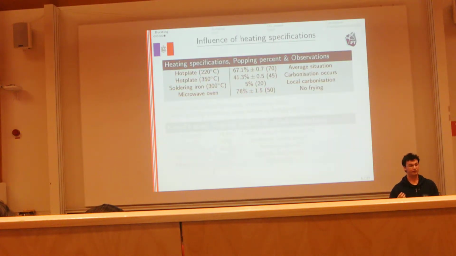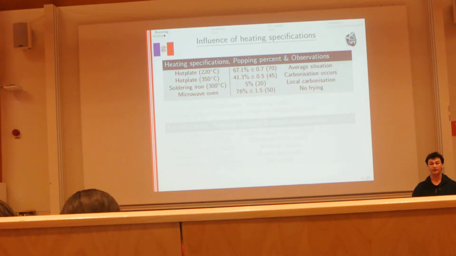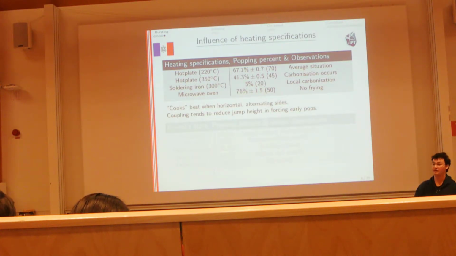Basically, we found that we had a lot of parameters to take into account, first of which being the heating specifications and the device that we actually use to preheat the popcorn. We have a very awkward popping percent depending on what we're using and the state of the corn kernel itself. What we tend to observe is that it cooks best when you flip it on its sides, just like the crack was. And we tend to observe that coupling tends to reduce the jump height. So in most of our experiments, to make the problem even more annoying, we're going to take corn kernels one by one.